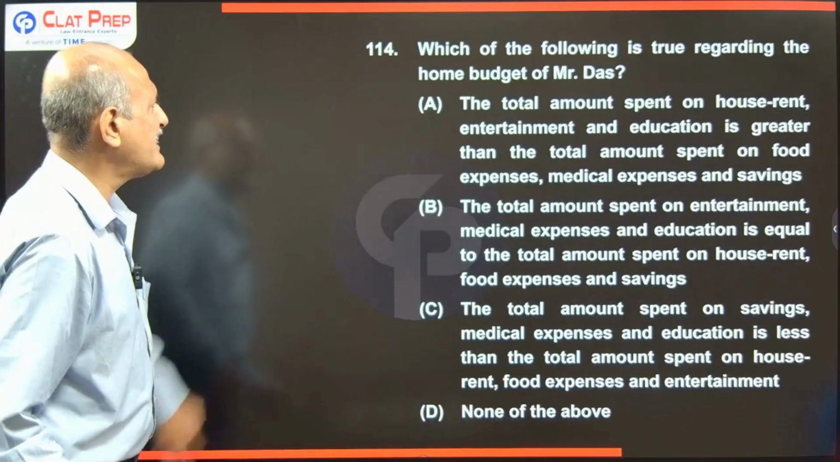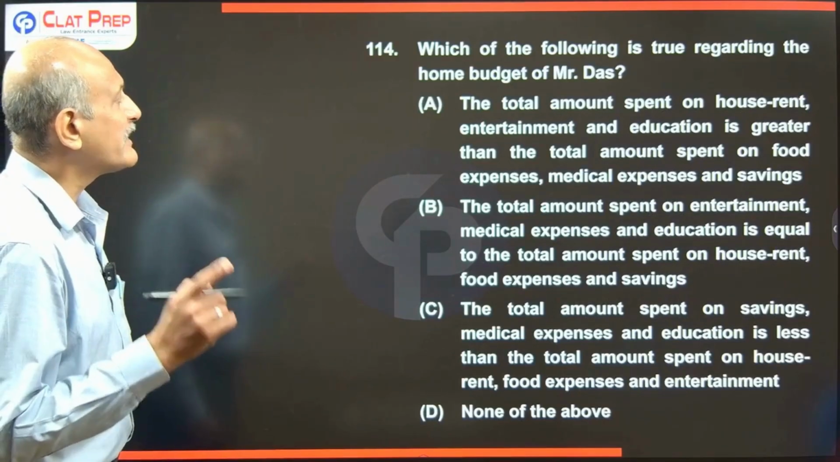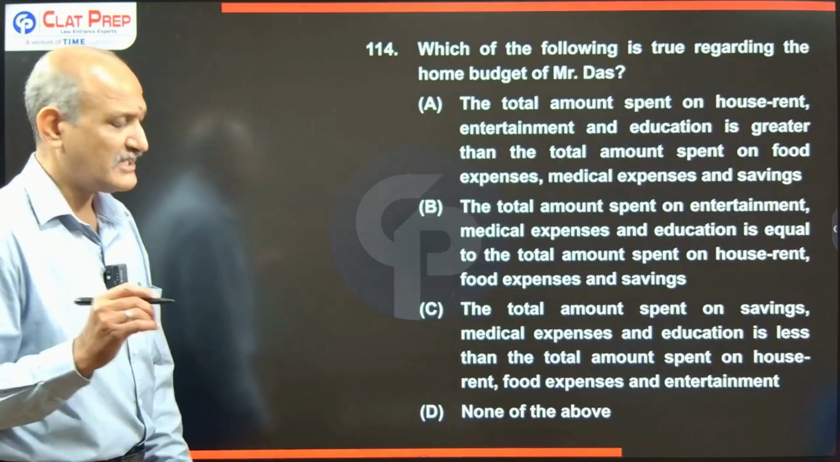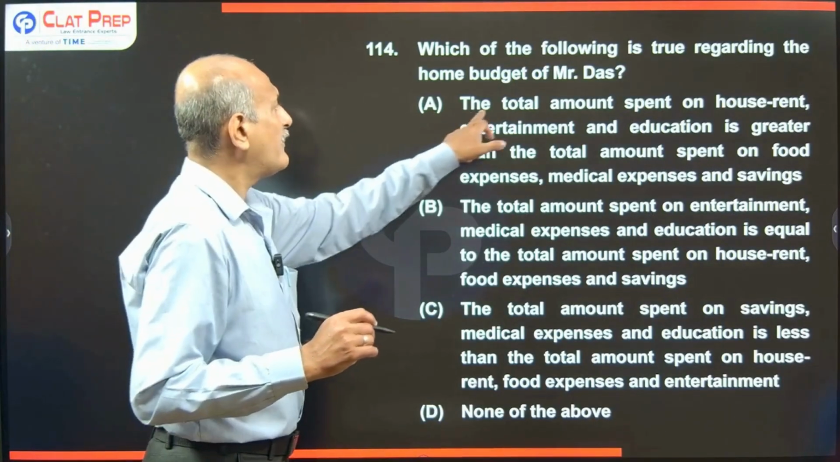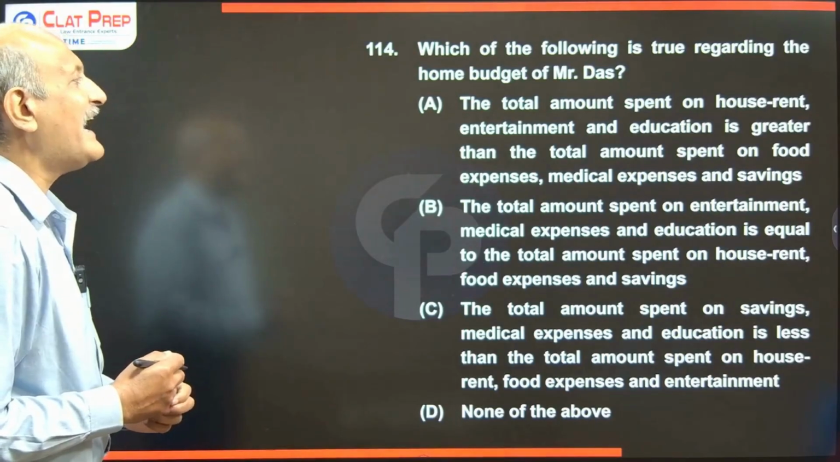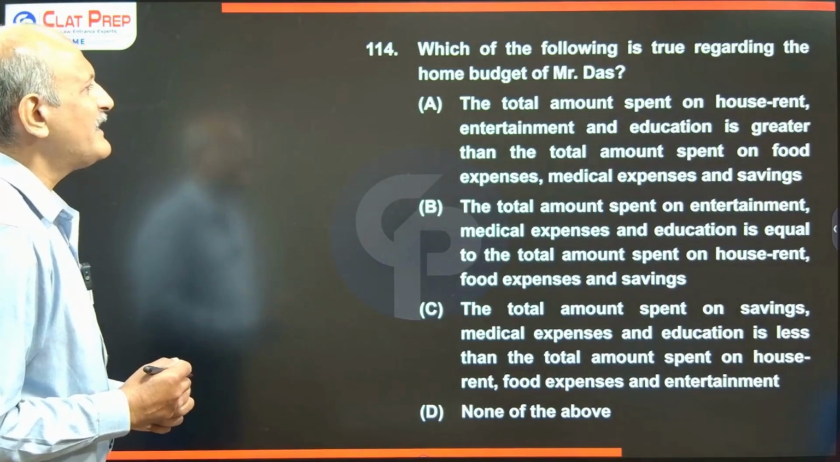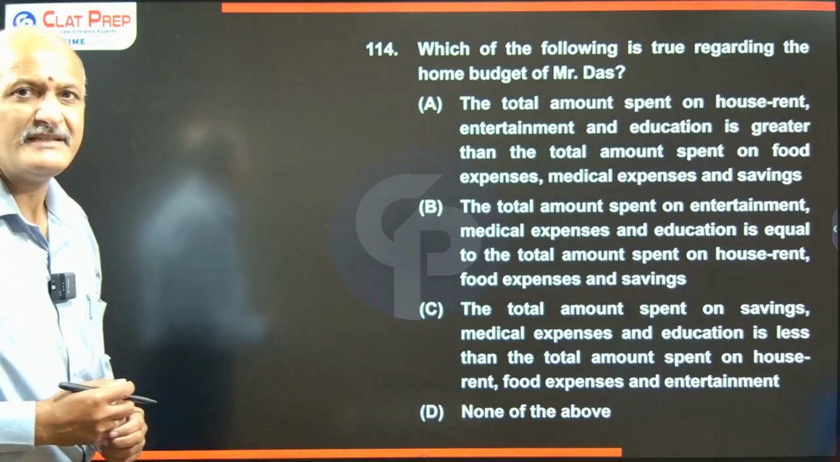Okay, with the same details here, let's see another question. Now it reads, which of the following is true regarding the home budget of Mr. Das? How many of them are true? We have to observe this carefully. It reads, the total amount spent on house rent, entertainment and education is greater than the total amount spent on food expenses, medical expenses and the savings.